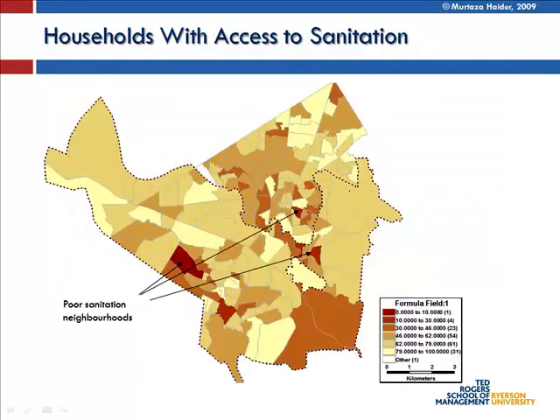And access to sanitation, again, you would see that the darker shade neighborhoods, like this neighborhood here, are neighborhoods with poor sanitation levels. And I'm just going to draw a boundary around these neighborhoods. These neighborhoods are the ones with relatively poor sanitation. And if you can recall, this was the neighborhood where you had low-income households, larger household sizes, and you could see that sanitation is also poor.